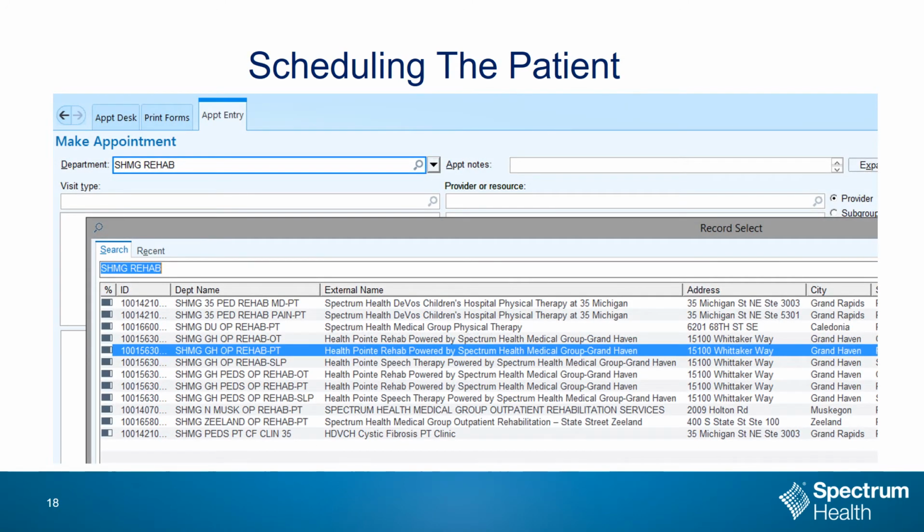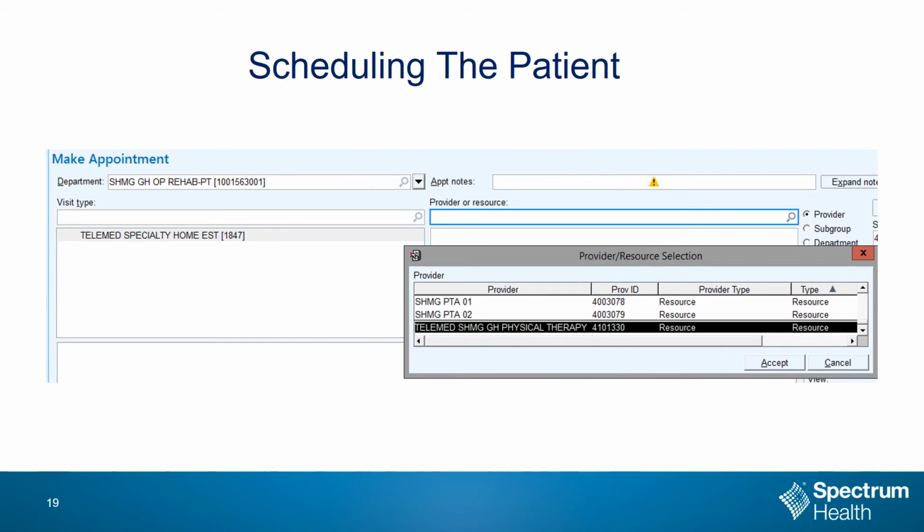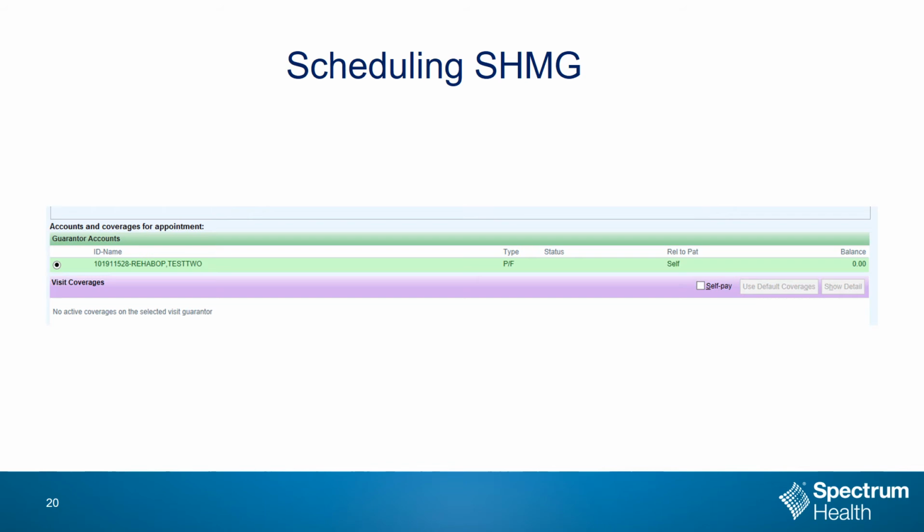If scheduling within the medical group, you will need to change the department location to the specific location where the patient is seen. For a medical group patient, always choose the generic provider selection from the search menu. In the next screen, you will select the guarantor and continue to fill the remaining fields.